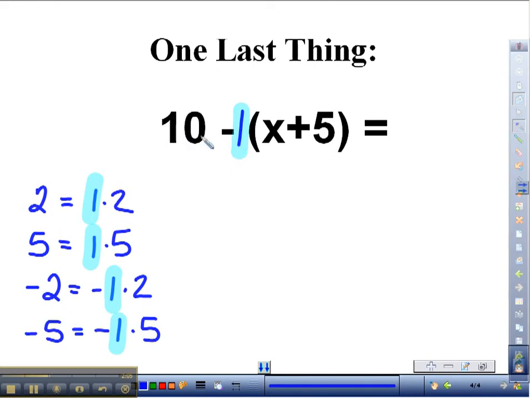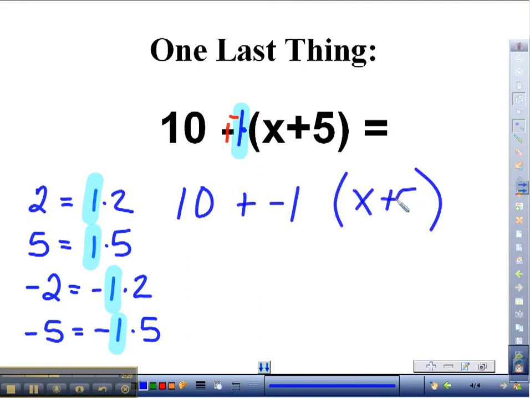Now, I've got 10 minus 1 being multiplied by everything inside the parentheses. Well, I know you guys know how to subtract a number. Subtracting a number is the same as adding the opposite, so let's add a line and change the sign. I'm going to rewrite this so I can see this a little bit better. 10 plus negative 1 being multiplied by the quantity x plus 5.